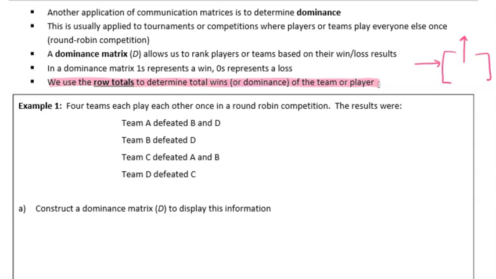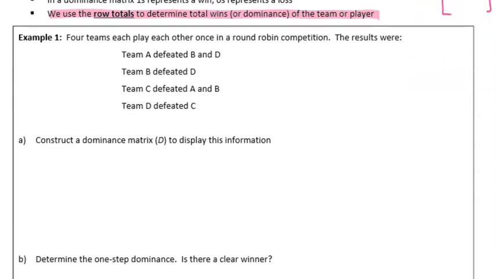So example 1 has 4 teams playing each other in a round robin competition. And we have the results here where team A defeated B and D, team B defeated D, team C defeated A and B, and team D defeated C. We're asked firstly to construct a dominance matrix to display that information. So that means that we're wanting to show a one-step dominance matrix there.